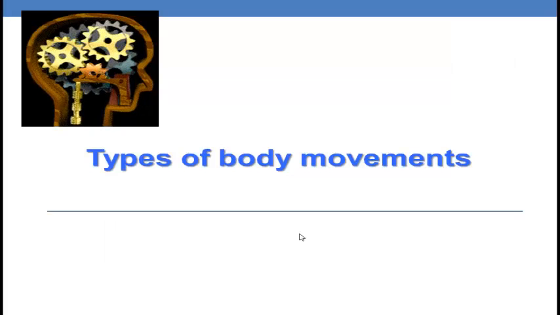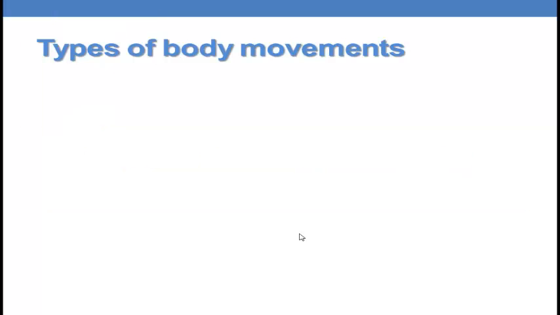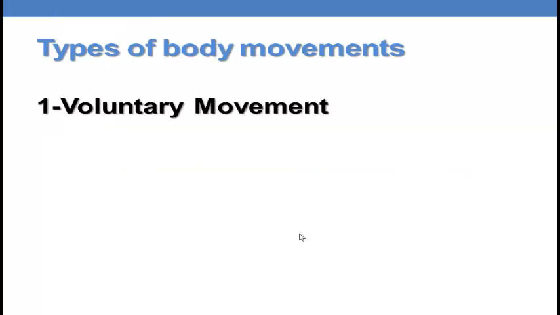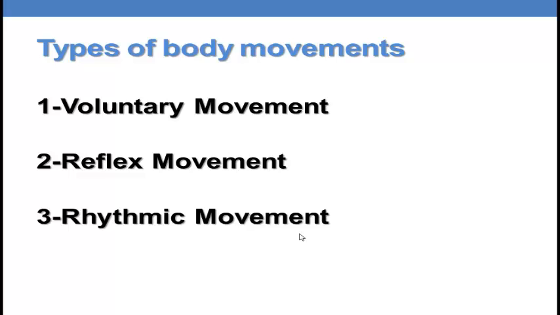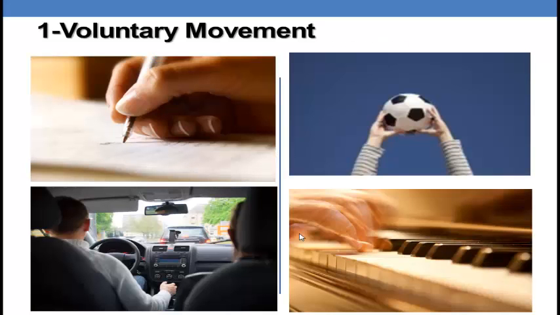Now we have to know what are the types of body movements. We have voluntary movement, we have reflex movement, and we have rhythmic movement. So voluntary movement, like you are performing something you want to do. You want to write, so you hold the pen and start writing. You want to drive, you want to hold the ball. I want to play piano, and so on.